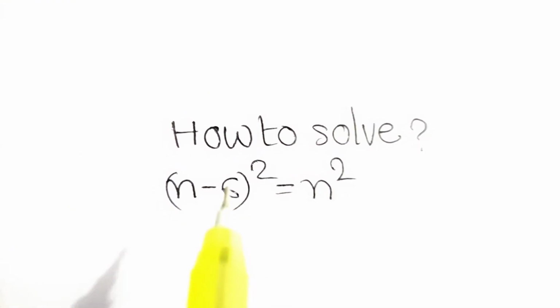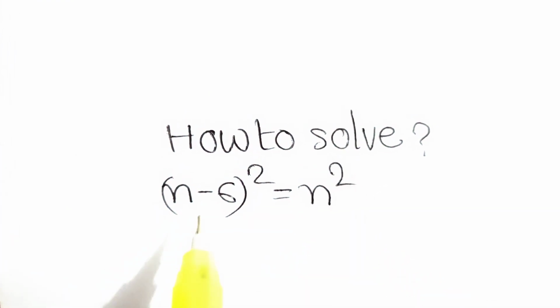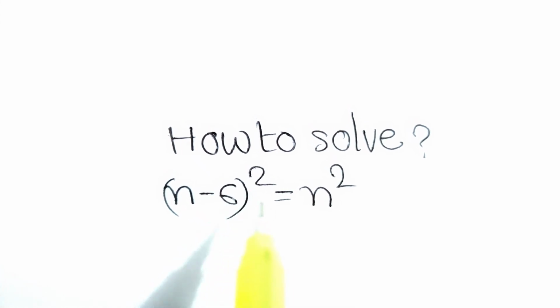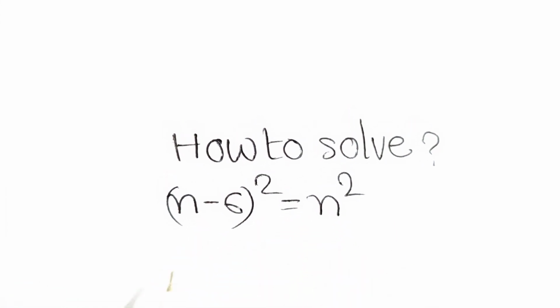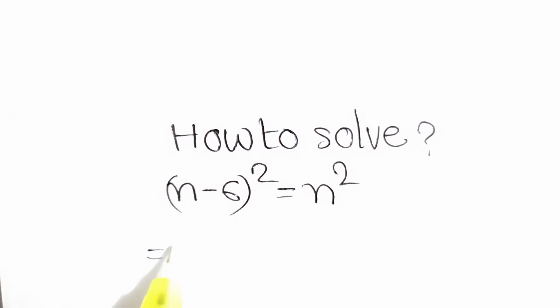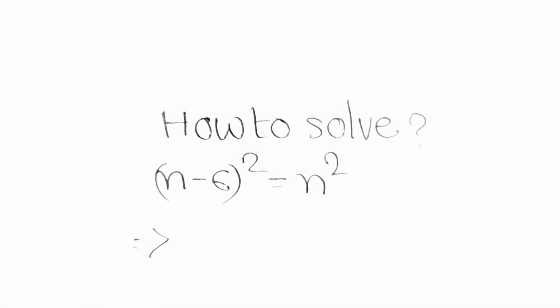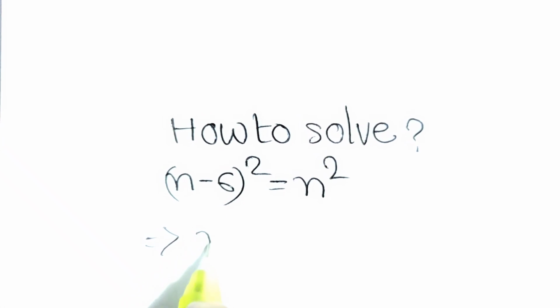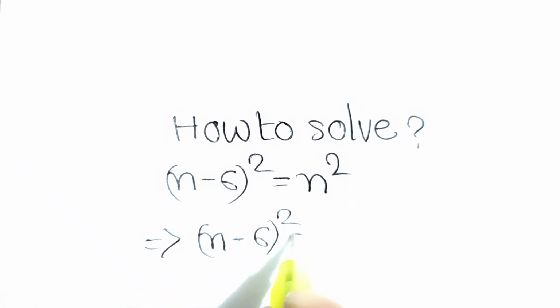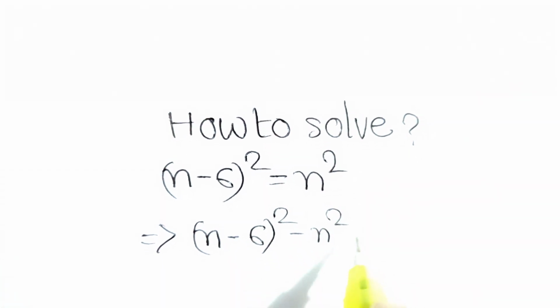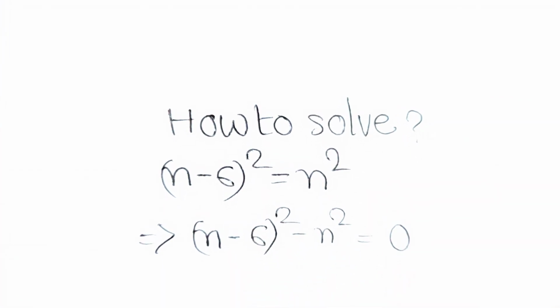Hi everyone, how to solve (n minus 6) whole squared is equal to n squared. What is the value of n? First step, we can write (n minus 6) whole squared minus n squared is equal to 0.